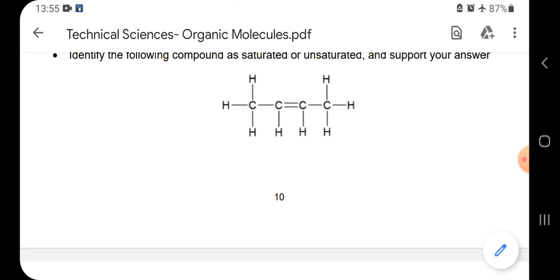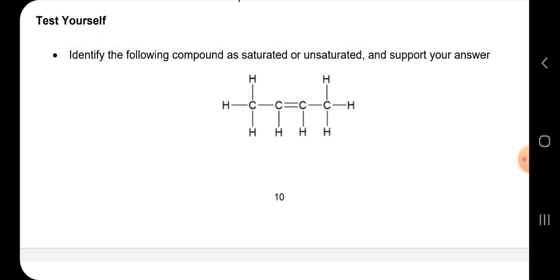Here we have 1, 2, and the functional group is on the third carbon when you are counting from the left. But when you're counting from the right, it's on the second C. So you count your carbons from the end of the chain that is next to the functional group, either from the left-hand side or from the right-hand side.